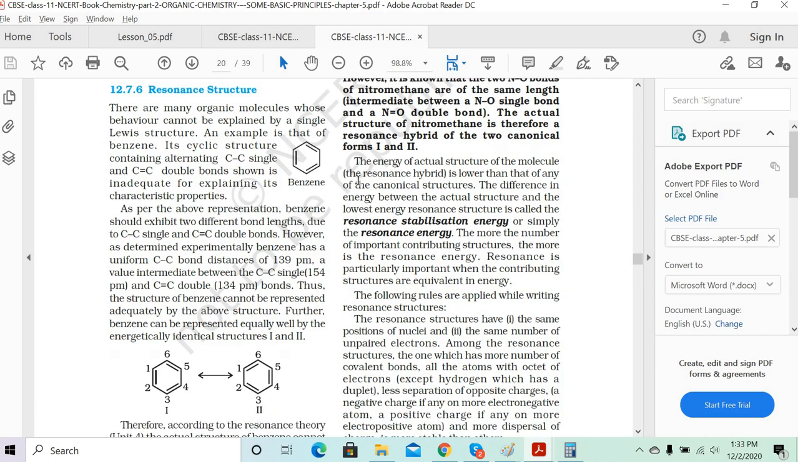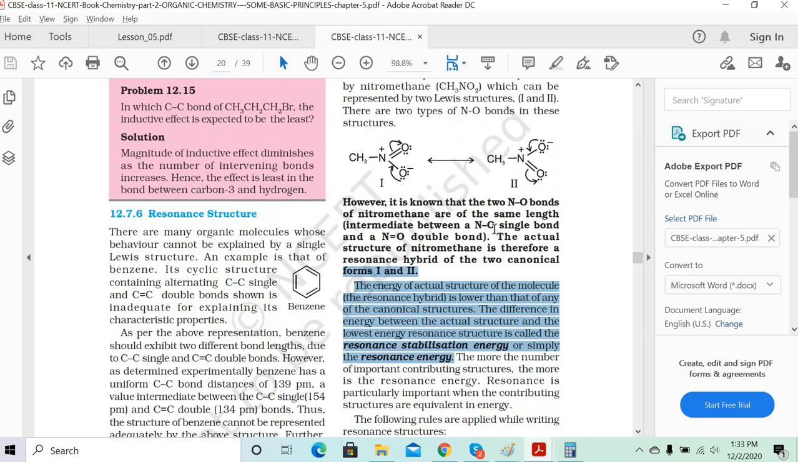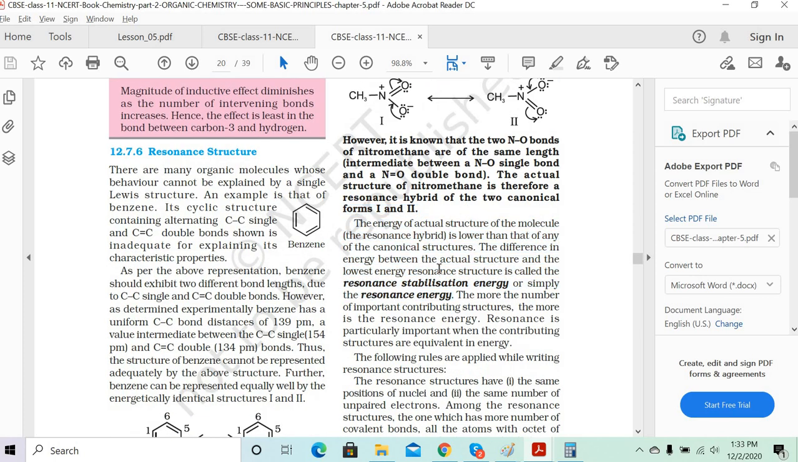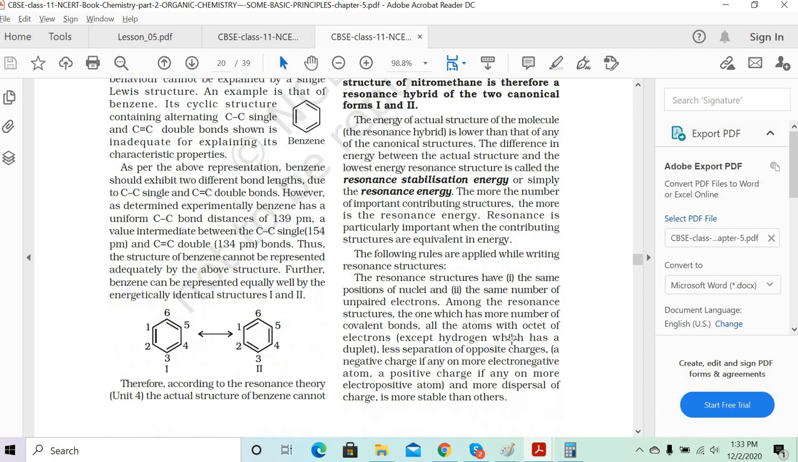Fine. Now write on this definition: resonance stabilization energy. The energy of the actual structure of the molecule, the resonance hybrid, is lower than that of the canonical structure, and the difference in energy between the actual and the lowest structure is called the resonance stabilization energy, or simply the resonance energy. This part is important because whatever resonance energy we are talking about is this only, resonance stabilization energy, because so much energy is going into the stabilization of this structure, and the actual structure is always lower, because anything which is already stable will have a lower energy level. That is the fundamental. Got it now?